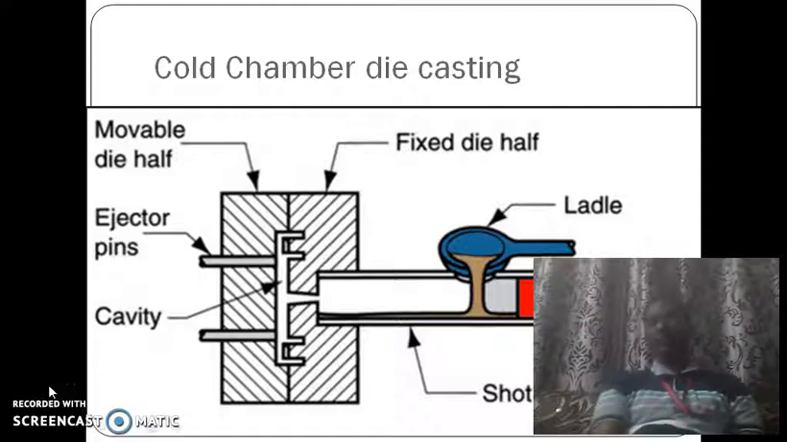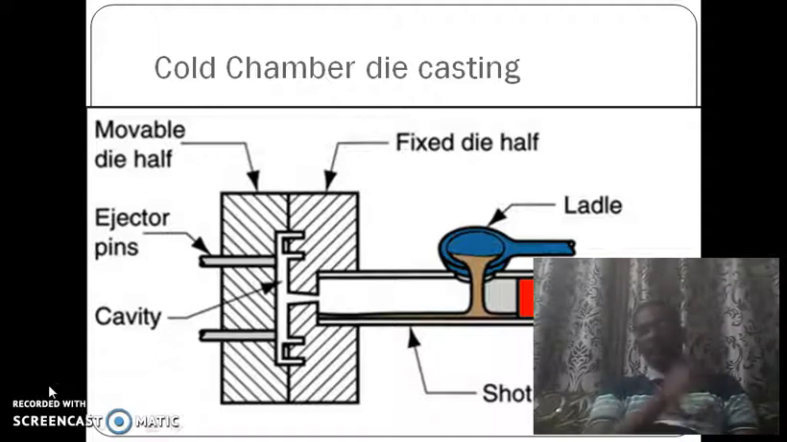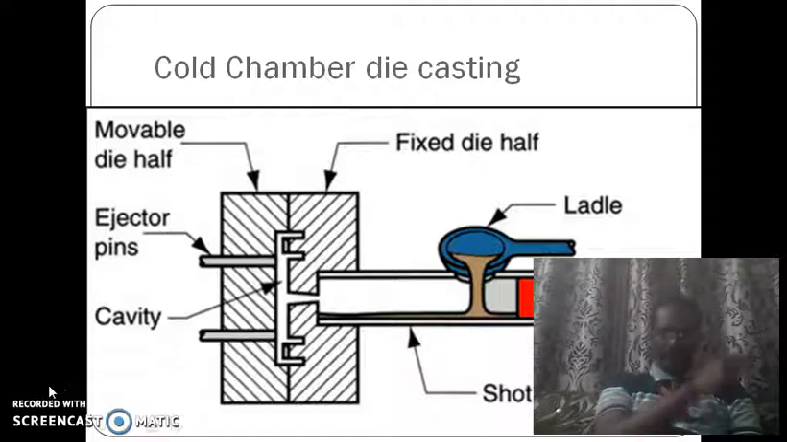You can see the diagram for cold chamber die casting. The same type of setup will be there, but the built-in furnace will not be there. The furnace will be in one place and the die casting equipment in another place. So we have to carry the hot molten metal from the furnace with the help of a ladle, a crucible, or some lid. We have to take it and pour it into the cold chamber die casting equipment. In cold chamber die casting equipment also, you can see the diagram.